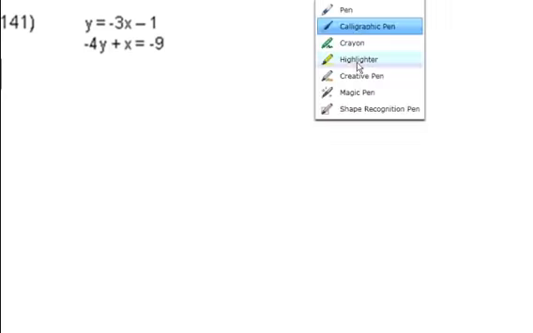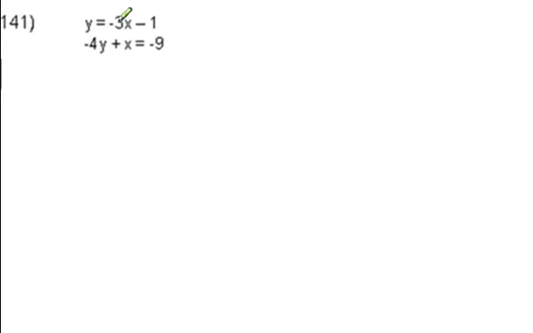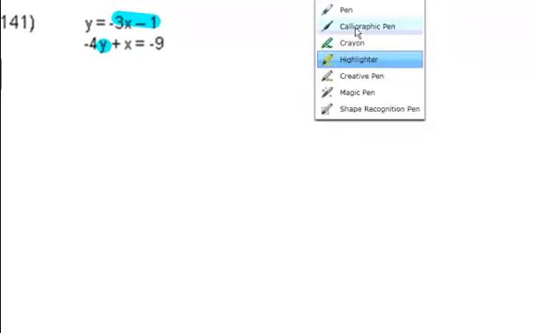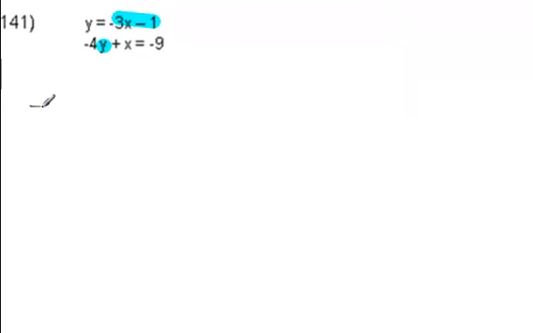Okay, what do we substitute for? Y. Okay, and so here I'm going to put that there. All right, so it's going to be negative 4 times negative 3x minus 1 plus x. Sometimes the first trap is kids don't look up here and make sure that they put it in the right place. That's what I'm highlighting. The only thing I'm changing is the highlighted part. Everything else stays where it's at.